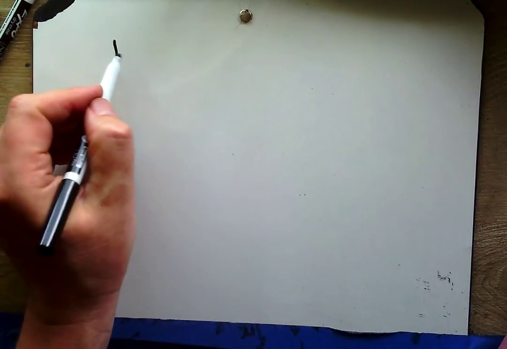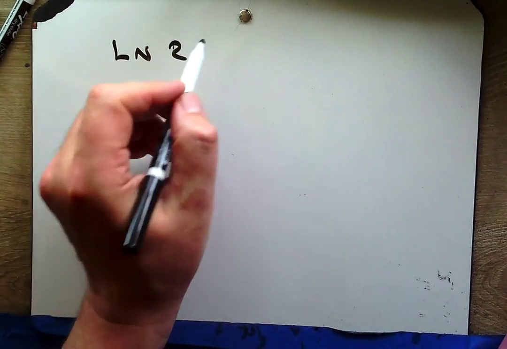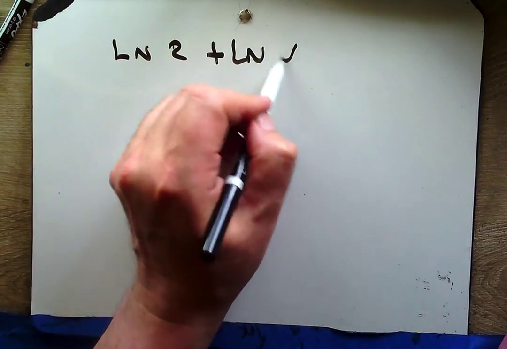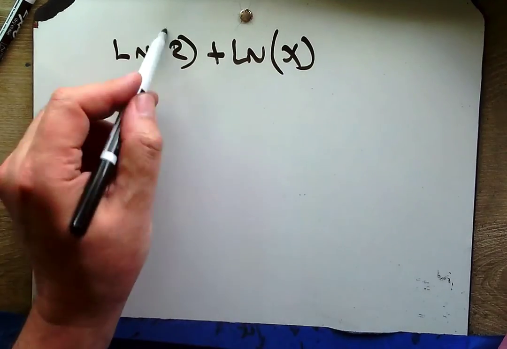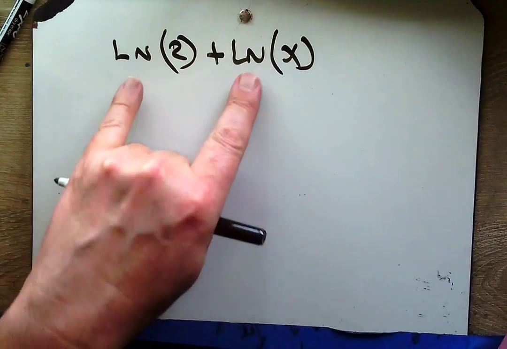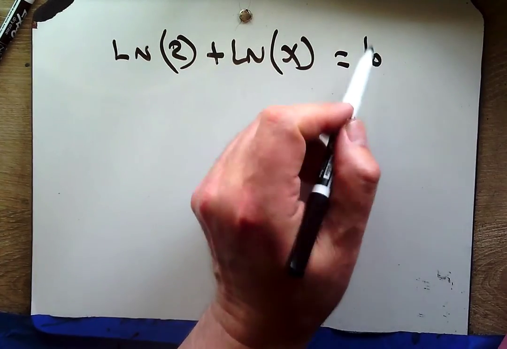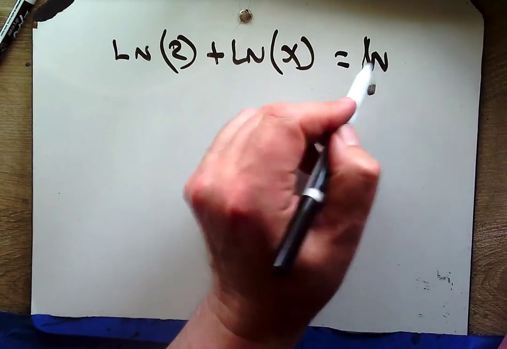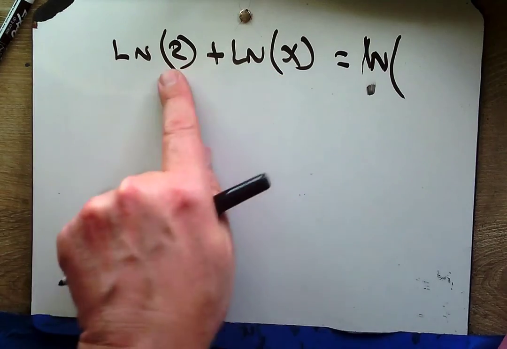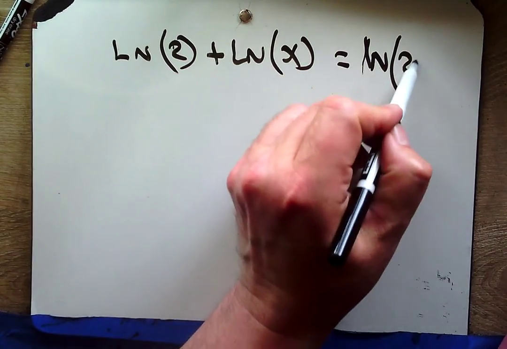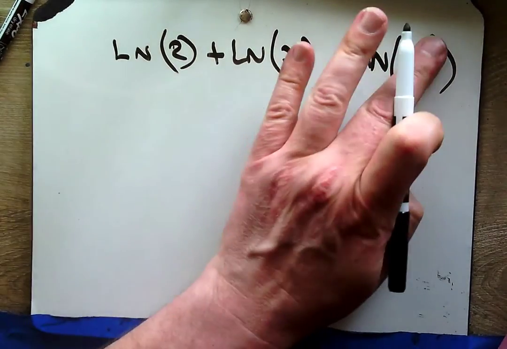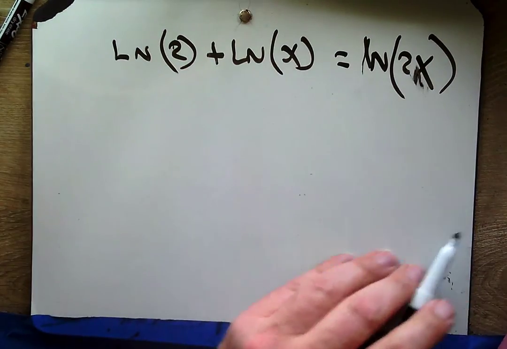So, how about something gentle? ln of 2 plus ln of x. What do I need in condensing? Well, I see two logs joined with addition. That means I can turn that into one log where there's multiplication with these arguments, 2x. Okay.